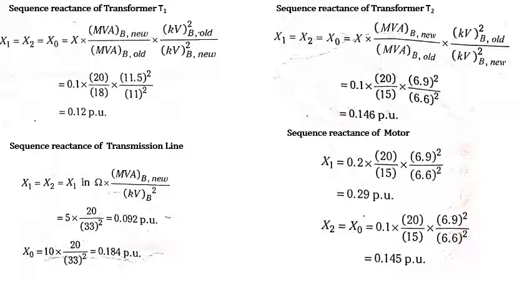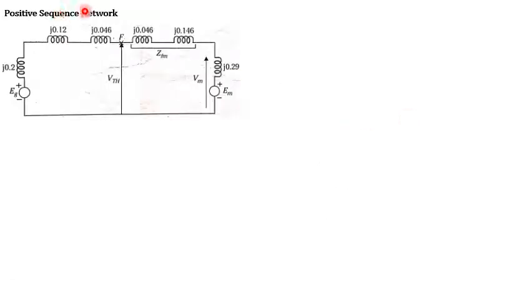The next thing is we need to draw the positive sequence network based on the single line diagram. All the things are connected in series: generator, transformer T1, the transmission line, the transformer T2, and the motor. So this is the equivalent reactance for the generator, reactance plus source of EMF. This is for the transformer, and this is the actual value we got for the transmission line, 0.092.